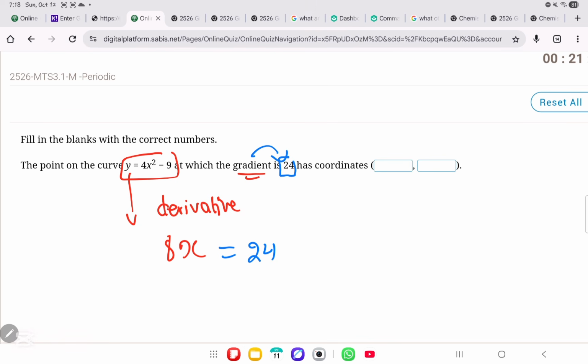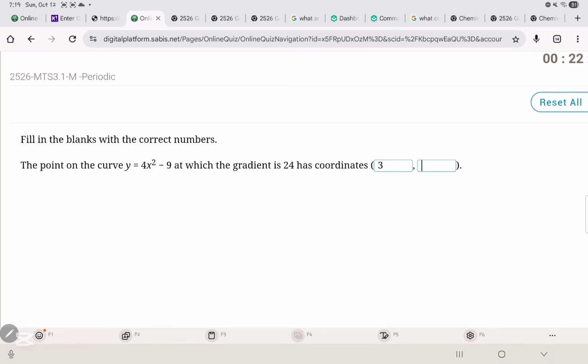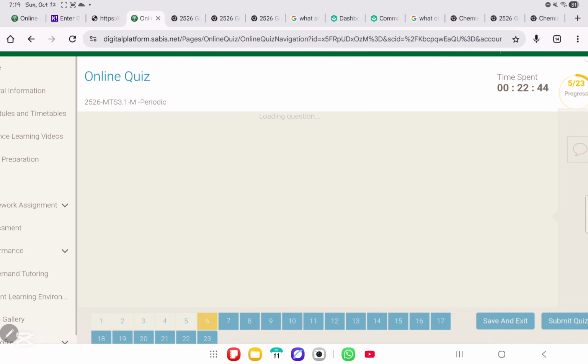And usually we take the derivative and substitute x to find the value of the slope. So now we're doing the opposite. We're finding the value of x. So now x is going to be equal to 3. How do we find the value of y? Very simply, because we have our x, we will substitute it in the equation of the curve. So it will be 4 times 3 squared minus 9, that's going to be 27. So it's (3, 27).